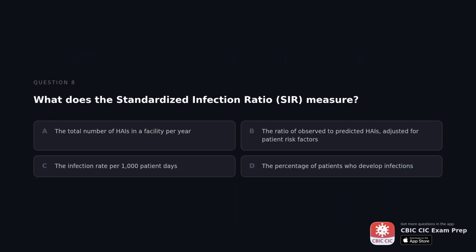What does the standardized infection ratio, SIR, measure? A. The total number of HAIs in a facility per year. B. The ratio of observed to predicted HAIs, adjusted for patient risk factors. C. The infection rate per 1,000 patient days. D. The percentage of patients who develop infections.